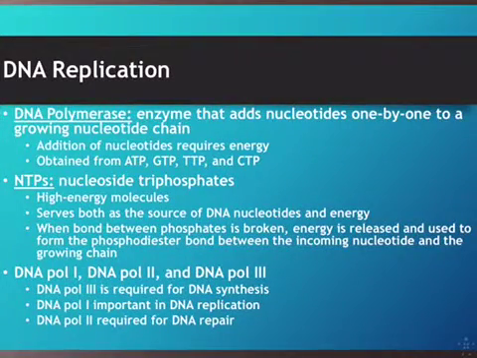So the biggest player in DNA replication is DNA polymerase. This is the enzyme that adds nucleotides one by one to the growing nucleotide chain. Does the exact same thing as RNA polymerase did in protein synthesis. This addition of nucleotides requires energy, and this energy is obtained from ATP, GTP, TTP, or CTP. These are all your nucleotides: ATP, adenosine triphosphate, GTP, guanine triphosphate.